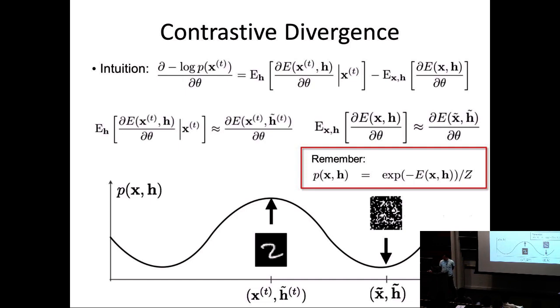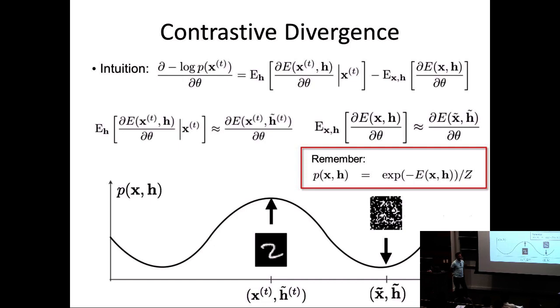And again, just as a reminder, P of x is just the negative of the energy. So sometimes you have to get used to it. Some people like to talk about energies. High energy is bad, low energy is good, particularly if you come from a statistical physics background. Some people like to talk about probabilities, which is more intuitive.